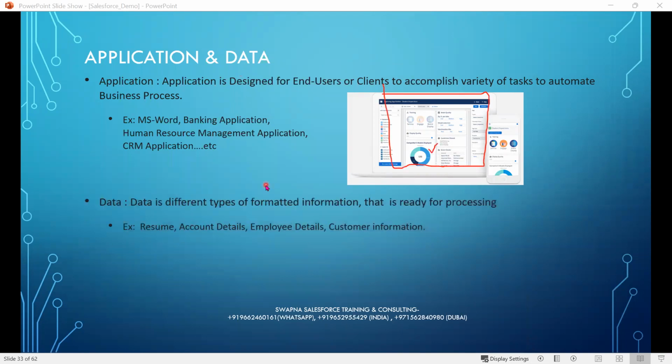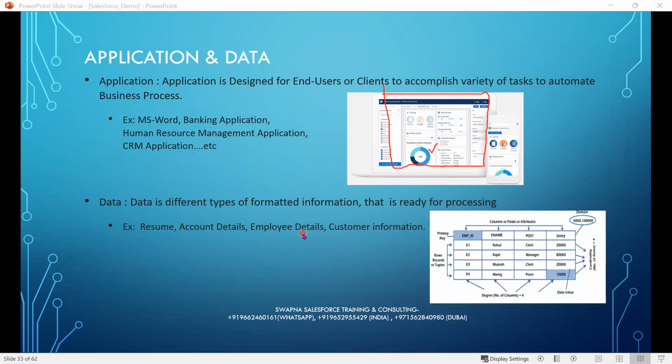Now, last one, data. Data is different types of formatted information, and this is ready for processing. Example, resume, account details, employee details, customer information. Wherever you see the data, that is the example here. The data image shown here represents the data stored in the format of rows and columns. Now we are clear about hardware, software, application, and data.